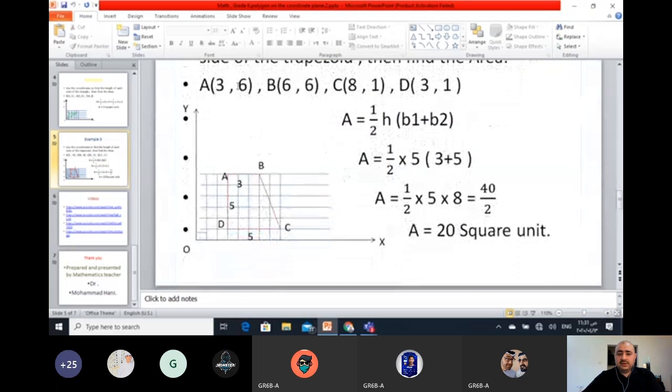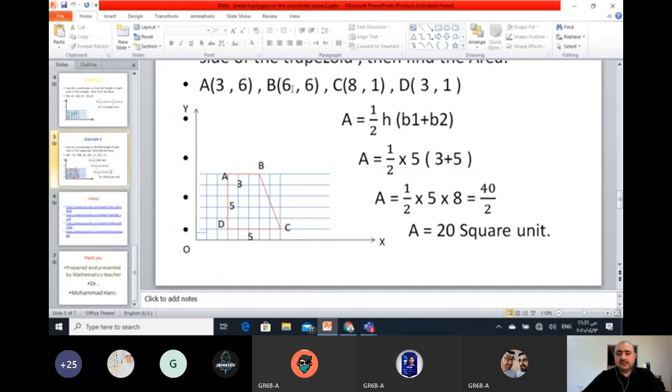Now, the first point, 3 in x, 6 in y. 1, 2, 3. Here, 3 in x. 6 in y, go up 6 units. 1, 2, 3, 4, 5, 6. So this is the first point, A.